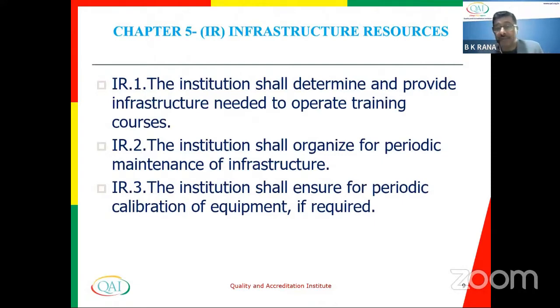In terms of man-machine environment. So it usually includes the people you need, and then the physical infrastructure. It may be building space, maybe any equipment, any specific environmental condition you need. So you determine this based on the course you are offering, and then accordingly make sure that they are provided. The institution shall organize for periodic maintenance of infrastructure.